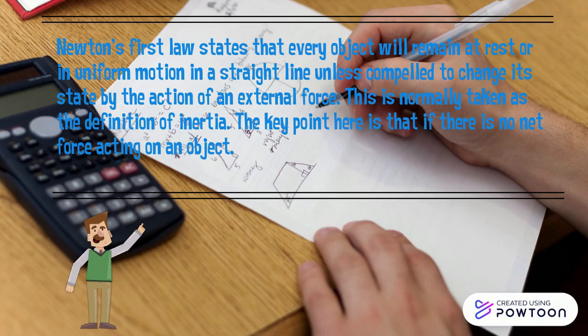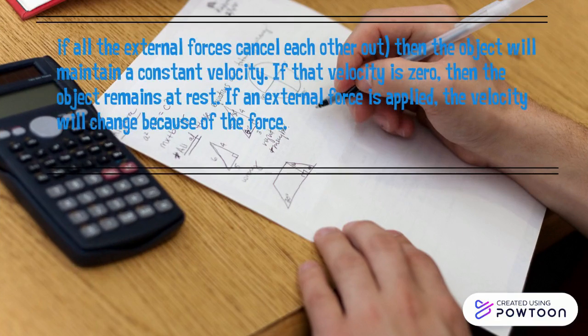The key point here is that if there is no net force acting on an object, or if all the external forces cancel each other out, then the object will remain at a constant velocity. If that velocity is zero, then the object remains at rest. If an external force is applied, the velocity will change because of the force.